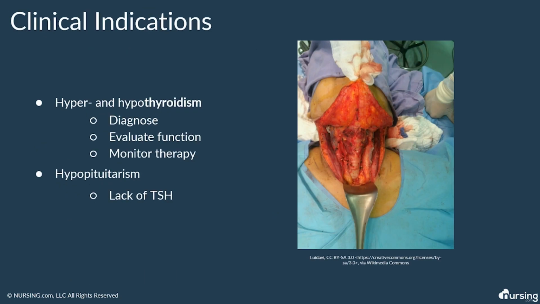Some clinical indications for why we would take this lab are to look at hyper and hypothyroidism. It can be used for diagnosis, to evaluate function, and to monitor therapy. We'll also have this lab drawn or see it drawn in the case of hypopituitarism, because what does the pituitary gland produce? TSH. And what does TSH do? It stimulates our thyroid to produce T3 and T4. So, it helps us in clinical evaluation.